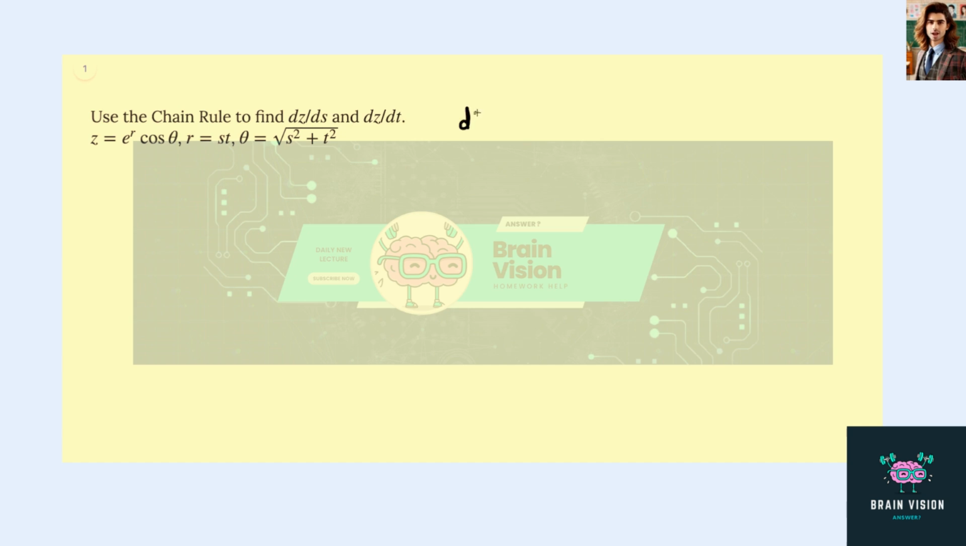So first, let's write this out. So dz over ds. Well, we see that z depends on r and theta. And then we see that r and theta both depend on s and t. So this will help us write out the formula for the chain rule.